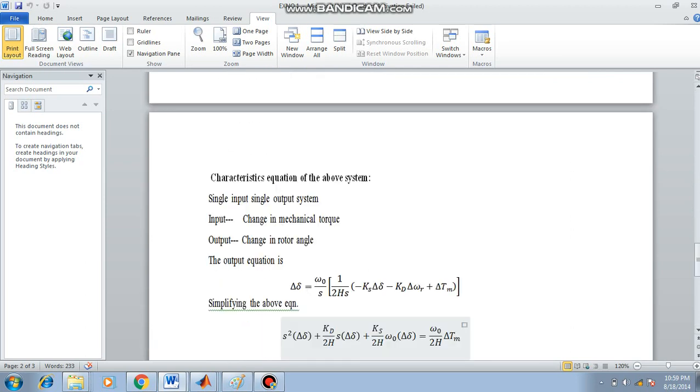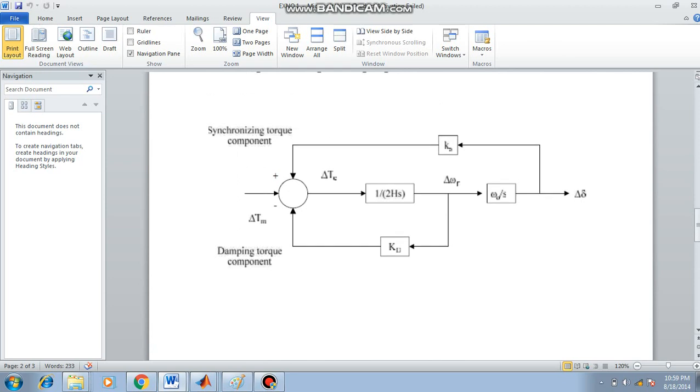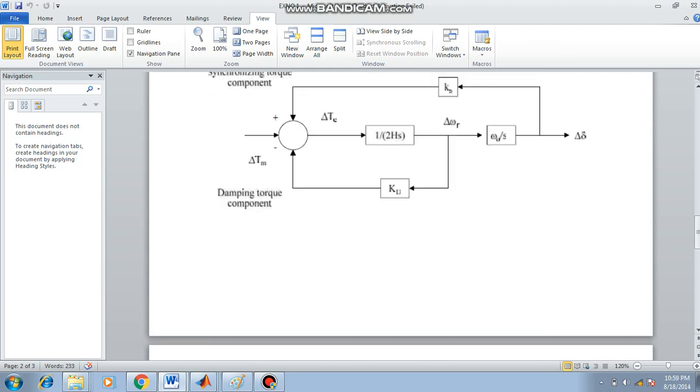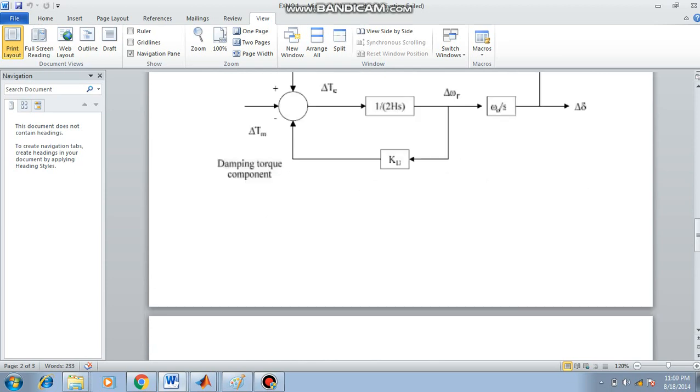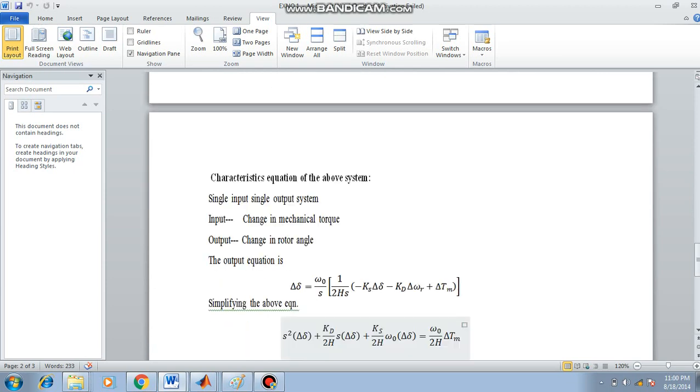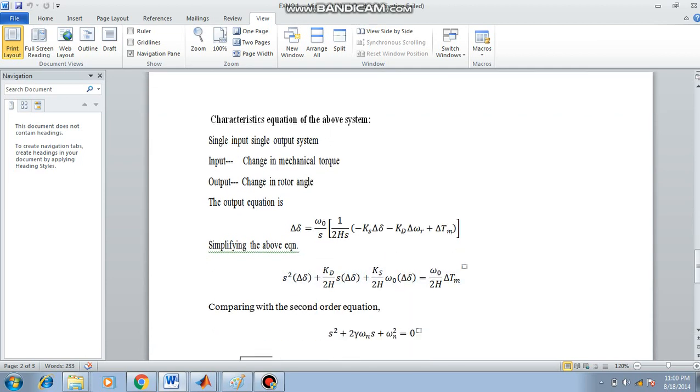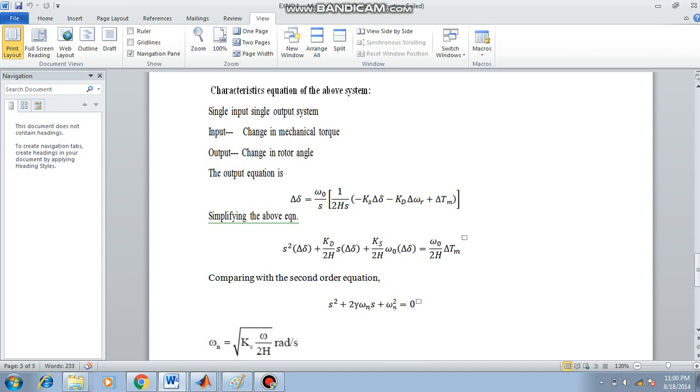Then from this block diagram, we can find out that this is a single input, single output system. So we are going to find the characteristic equation of the above system. Input is the mechanical torque, output is the change in the rotor angle. So the output, delta del, can be written in this format by referring to the block diagram.